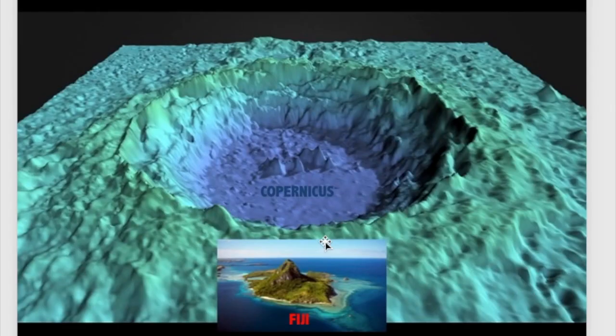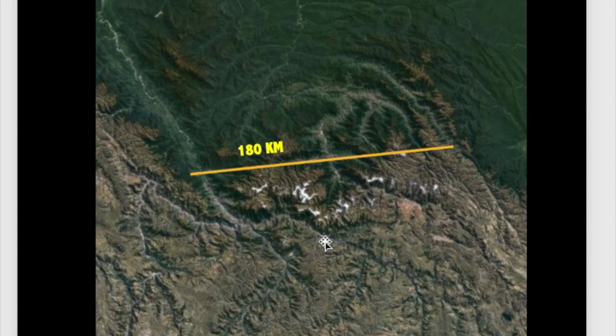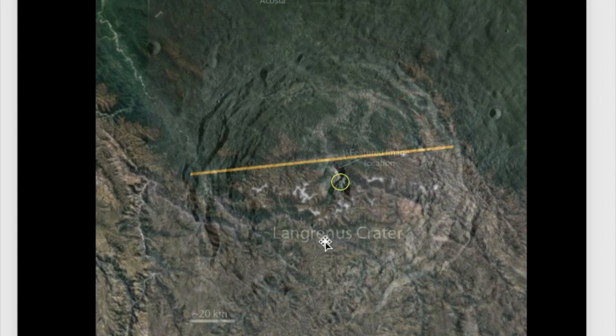And so Fiji, in my mind, matches up with Copernicus, as I said in my other video, just throwing that out there. But let's do a little overlay quickly of Langrenus. So here is Machu Picchu. Here's the crater.